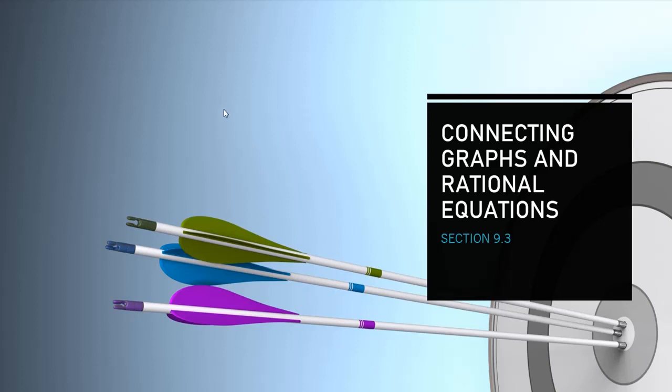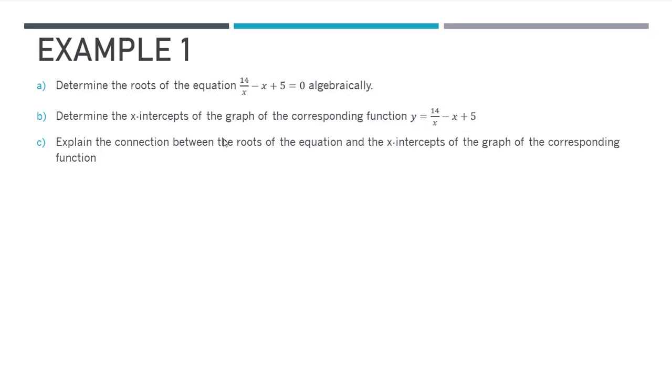Alright, welcome to section 9.3, connecting graphs and rational equations. Our first example is determining the roots of the equation 14 over x minus x plus 5 equals 0 algebraically. You've done very similar things before.